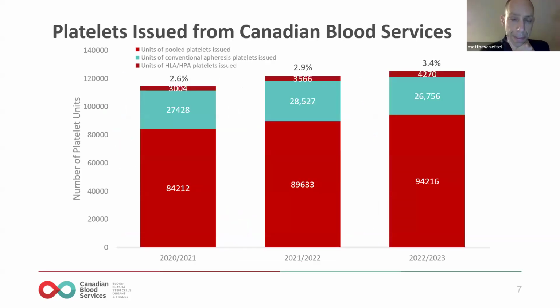Just to give you some ideas of the numbers that are being transfused in Canada, this is a pretty large number of platelets. As you might expect, the majority of recipients of platelets would be for those with bone marrow failure states, including those being treated for hematological malignancies and stem cell transplant. But of course, there are surgical and other indications as well. So in the red are units of pooled platelets issued in the last financial year available, up to 2023. Just under 100,000 pooled units were distributed. And then apheresis units around 26,000. And a much smaller number, but still substantial number, of HLA or HPA selected units, 4,270 or so. So it's quite a substantial outfit to ensure that these units are manufactured well and distributed across a very, very large geographic area.